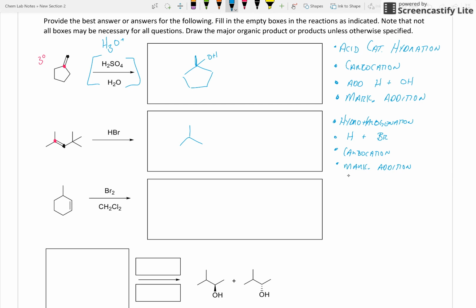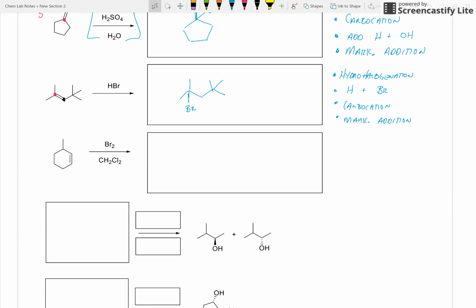So let's draw in our alkyl chain, and we'll just drop our Br on the most substituted carbon there. We don't have to worry about rearrangements. We've got a tertiary carbocation in this case, so we're not going to do any kind of weird shifts or anything. Okay, so here we have our halogenation.